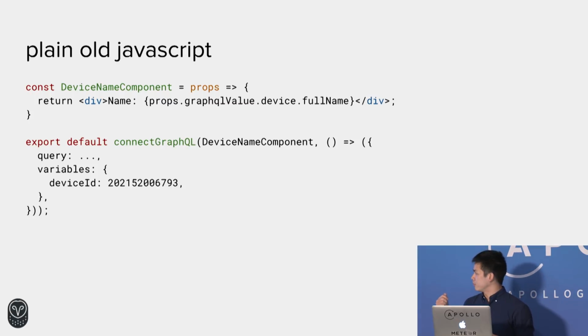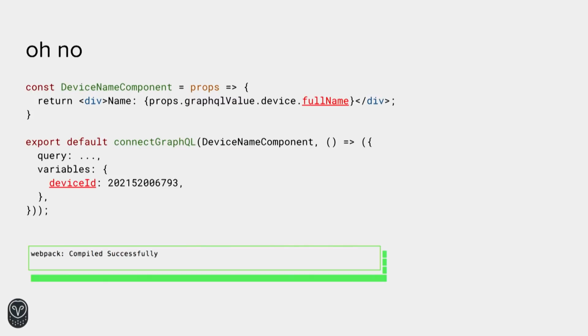So right off the bat, if you've been observing astutely, you'll notice that I've already made two bugs here. One of them is that I wrote full name instead of name. And then down here for the input arguments, I wrote device ID, but back in my query, I wrote ID instead. So the problem here is that your tools don't actually care about this unless you tell them to.